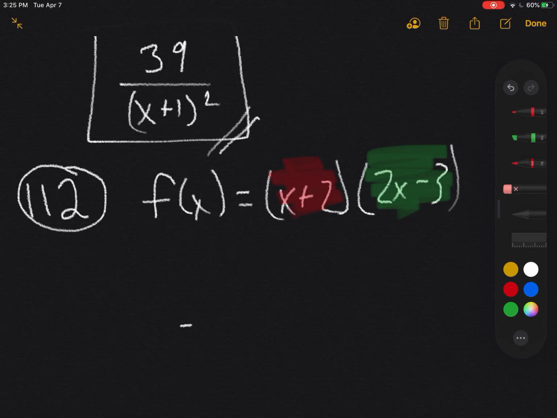So let me show you how I organize my work when I do this. I'm going to erase these formulas here.